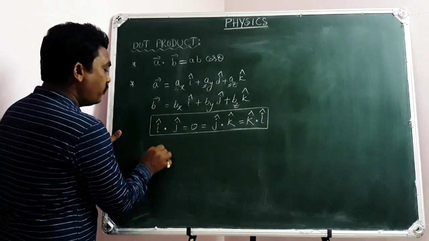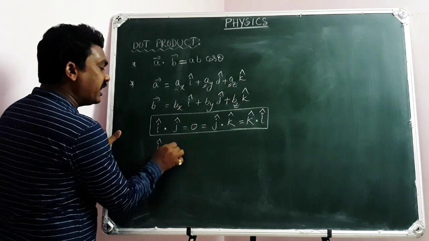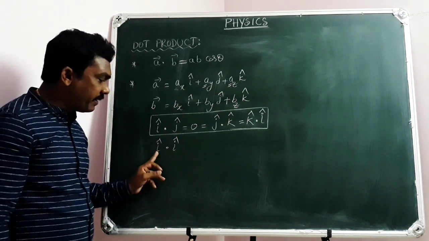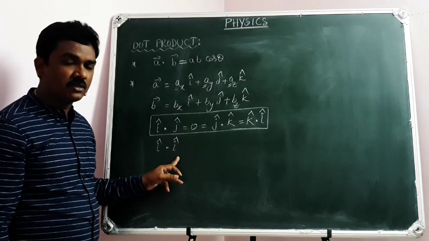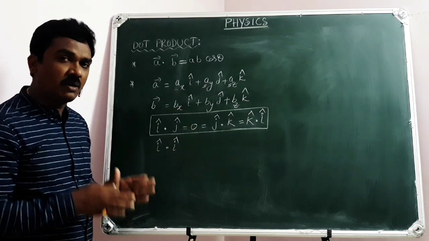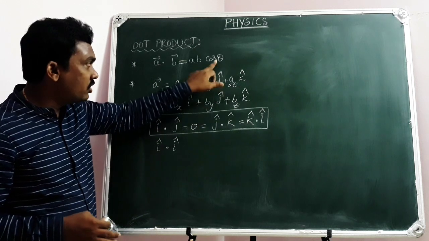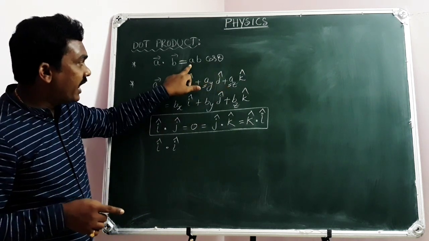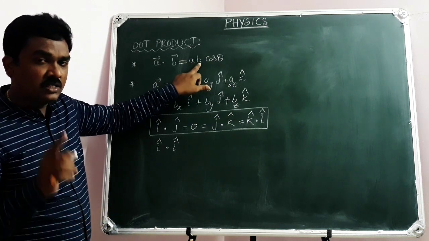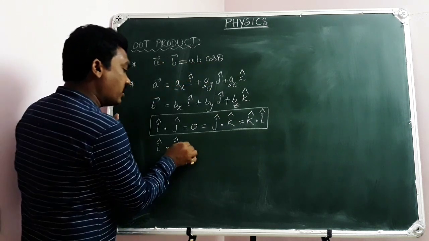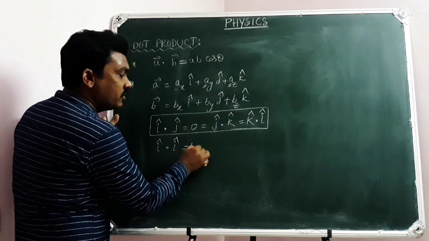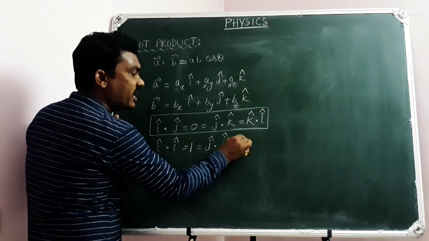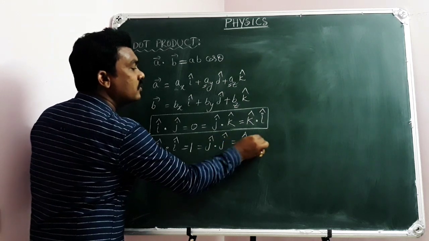At the same time, if you are talking about i cap dot i cap, both are in the same direction. i cap along x axis, i cap along x axis. Both are in the same direction, which are parallel. So theta equal to 0 in this formula. For 0 degrees, cos is 1. Then i into i, that is i square, where i has magnitude 1. So i cap dot i cap equal to 1, which is equal to j cap dot j cap, which is equal to k cap dot k cap.